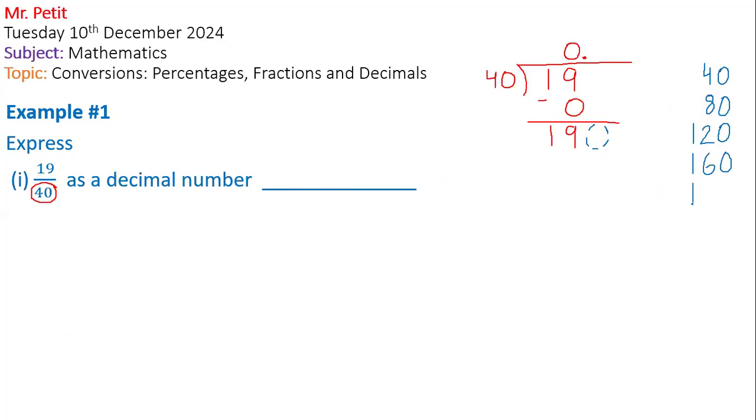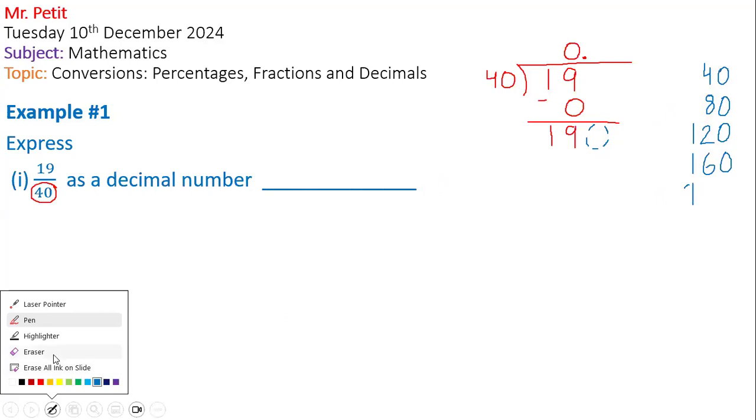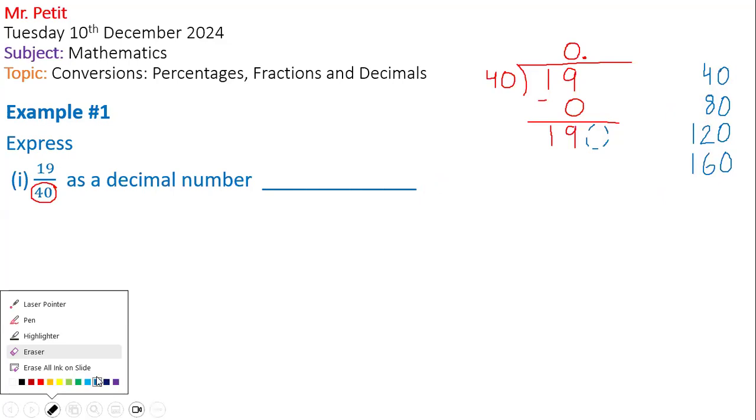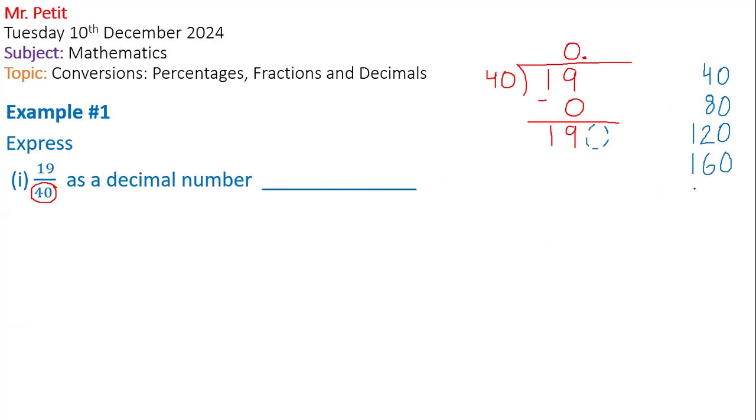200, because 200. All right, so I think we could stop right there because 200 is too big, right? So we say, how many times does 40 go into 190? It goes into 190 4 times.